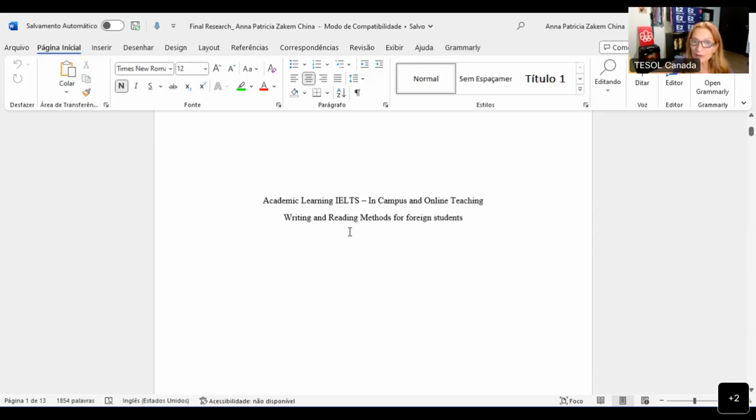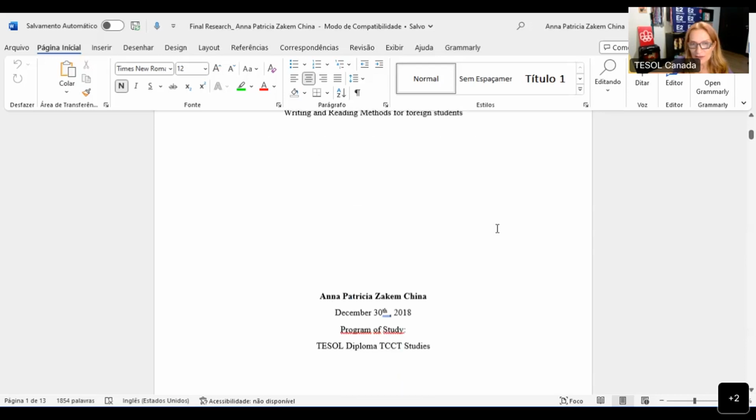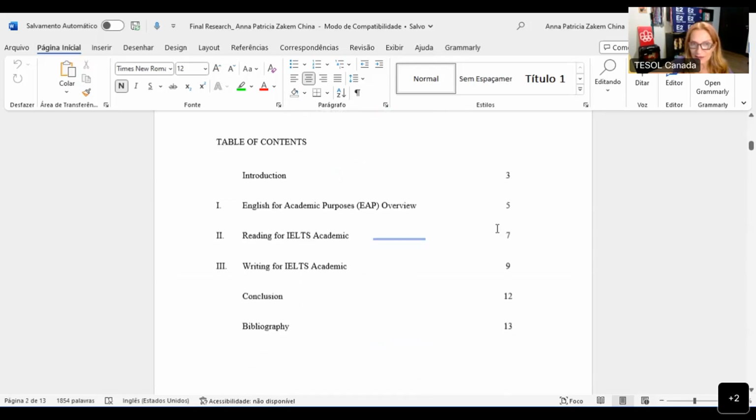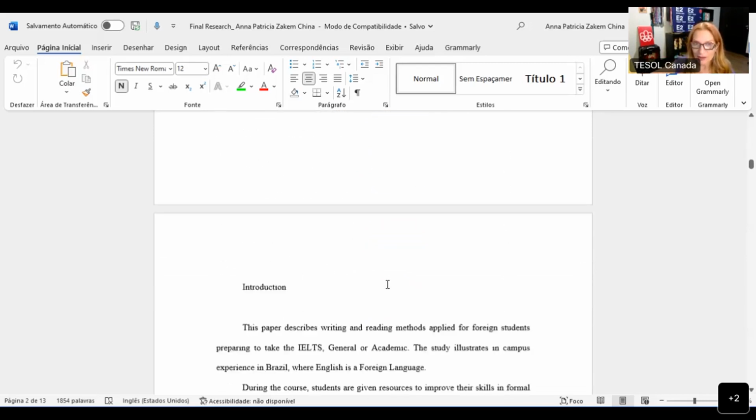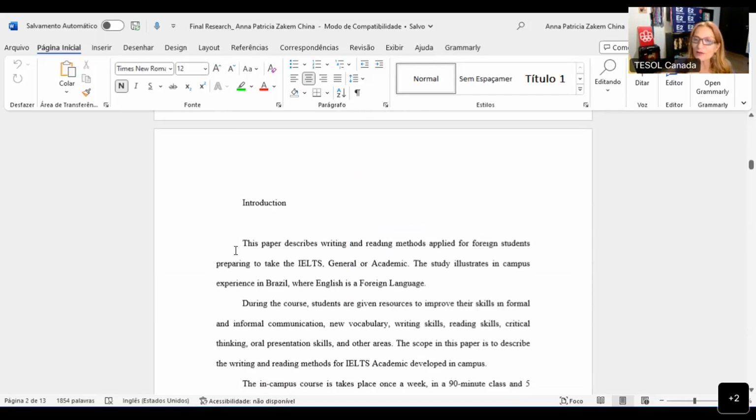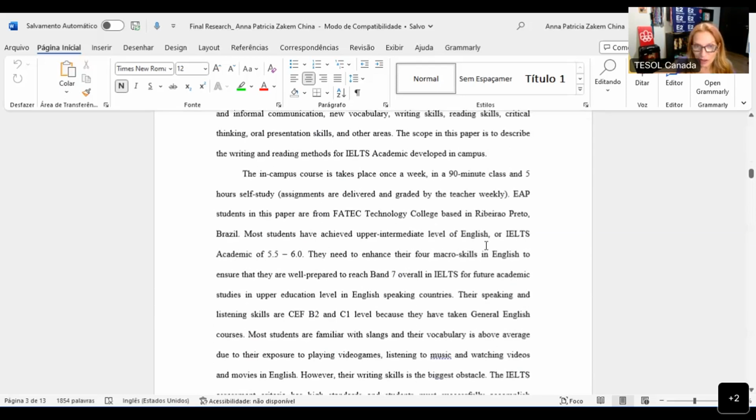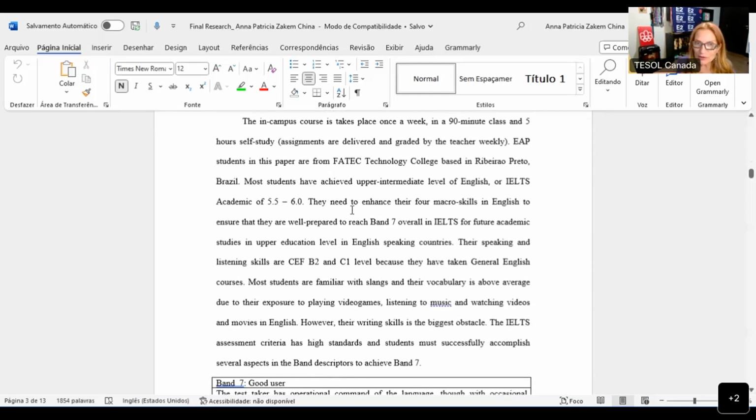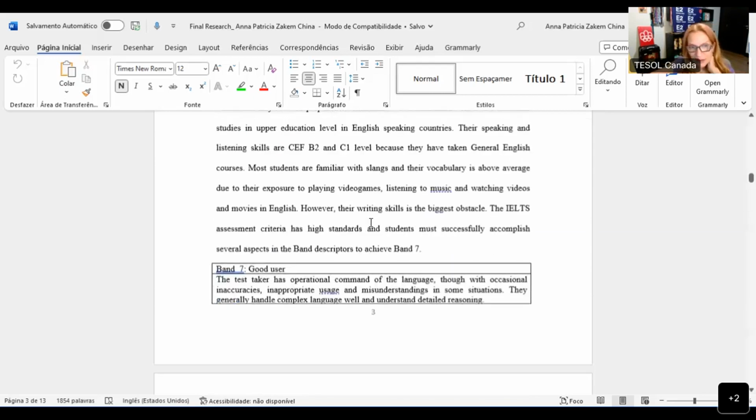Here we go. So this is my paper. It was academic learning IELTS, in-campus and online teaching, writing and reading methods for foreign students. So then I start. This is my little skeleton, right? English for academic purpose and overview, then reading for IELTS academic, writing for IELTS, conclusion and bibliography. So I start here, the introduction. I'm going to describe where this is going to happen. This paper describes writing and reading methods applied for foreign students preparing to take IELTS. So it's all here. The criteria, see, always using the Common European Framework as your discussion point.